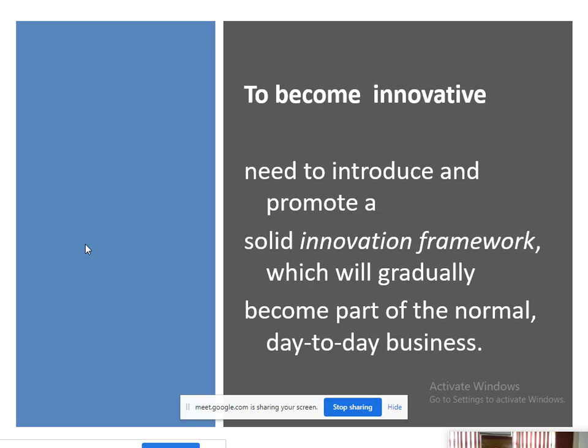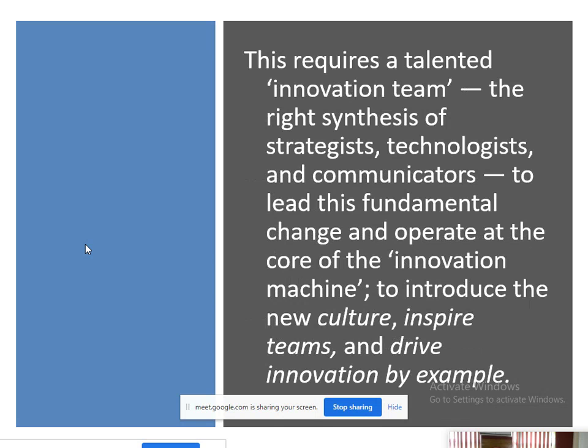So the team members will be used to this innovation framework, and they will automatically work on your innovation framework part. Then next is, this requires a talented innovation team, which I have already told you about. For this purpose we must have an innovation team, so that we can implement our innovation projects and these innovation things.